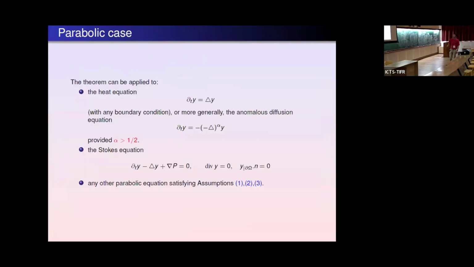Before that, let me recall that this theorem can be typically applied to the heat equation, more generally to anomalous diffusions. I mean, with an alpha large enough, more than 1/2, which is, for those who are acquainted with the control of such anomalous equations, the threshold of null exact controllability. Right? For any such alpha greater than 1/2, this equation is exactly null controllable. But for lower alpha, it is not. We do not use that fact, but it is noticeable. Or you can also apply it to the Stokes equation as an example.